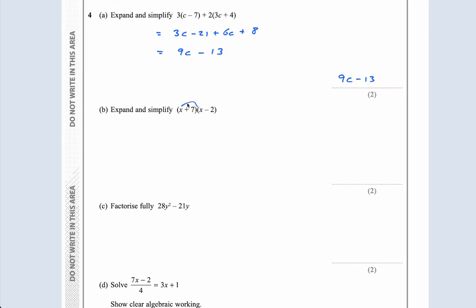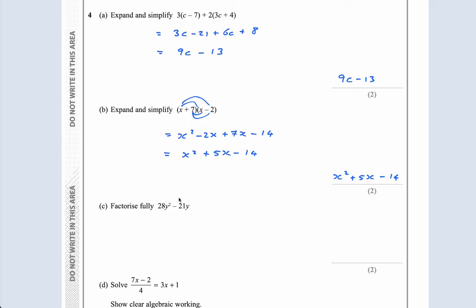Next one, I'm going to do this times this, this times this, this times this, this times this. x times x is x squared. x times negative 2 is minus 2x. 7 times x is plus 7x. And 7 times negative 2 is minus 14. Again, guys, collect the like terms. Minus 2x plus 7x is plus 5x. So it's x squared plus 5x minus 14.